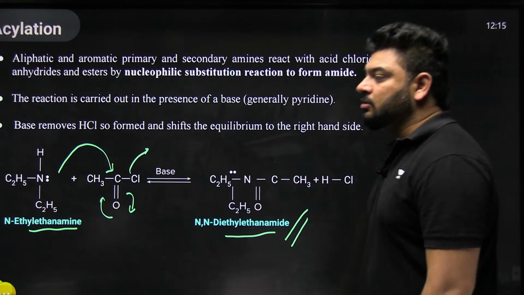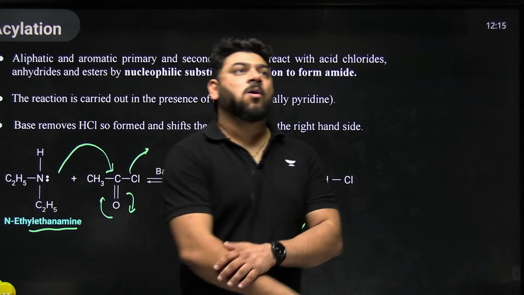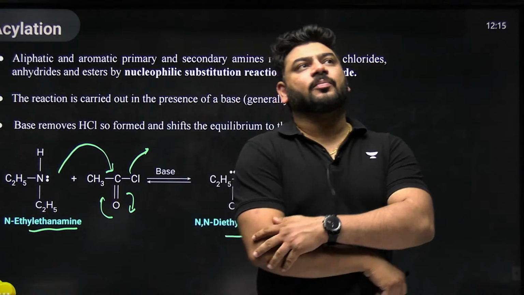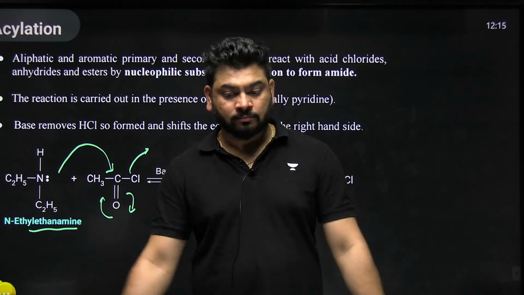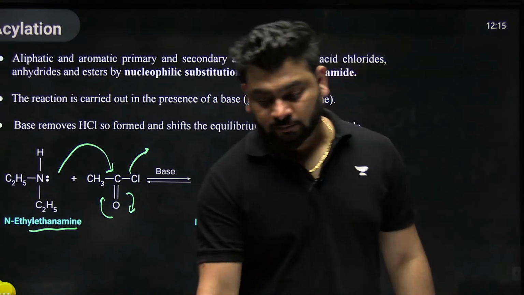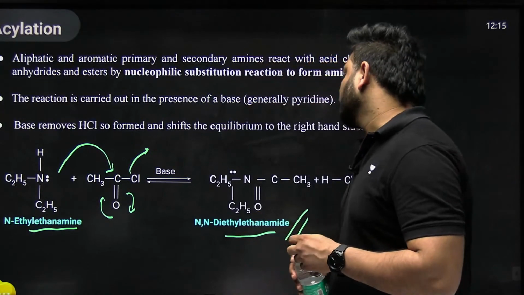So acylation means attack of ammonia, or sorry, not just ammonia. Okay, ammonia could be there. Like ammonia can produce a 1 degree amide, and amine RNH2 can give you a 2 degree amide, like an N-substituted amide.